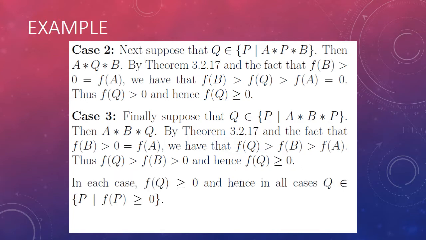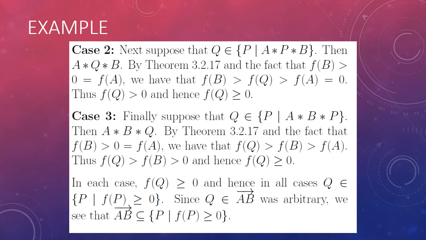Now we point out that in every single case, we got that f of Q is greater than or equal to 0, and hence in all cases, Q is an element of the set we were interested in. Since Q is arbitrary in the ray, we see that the ray now has to be a subset. So that's the narrative part of proving the first part of the subset.